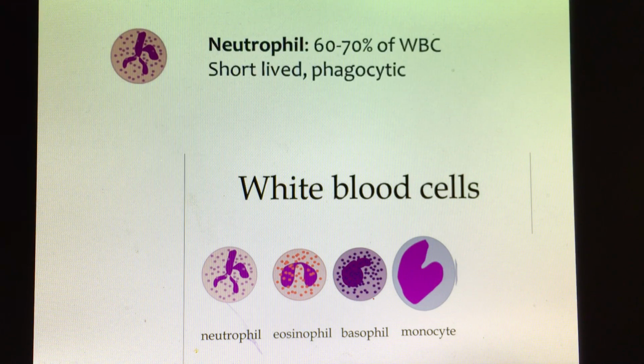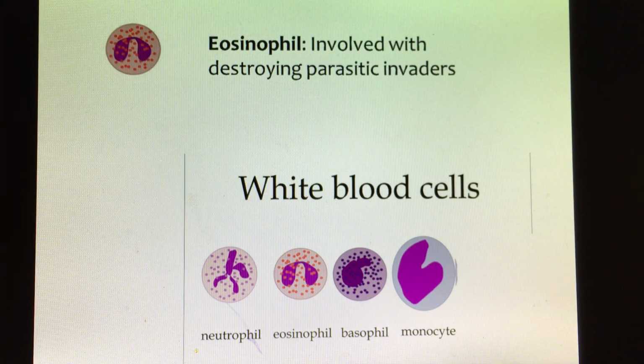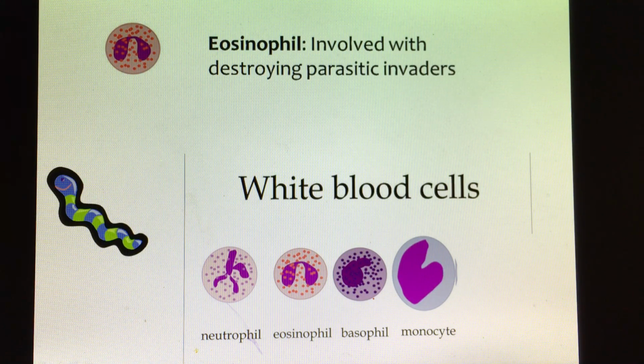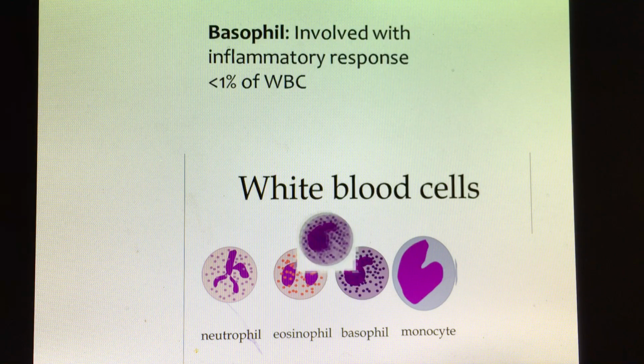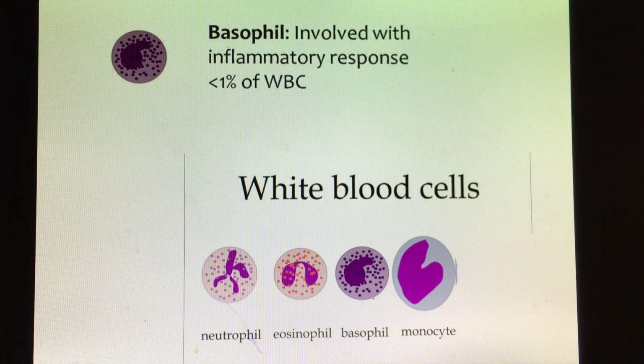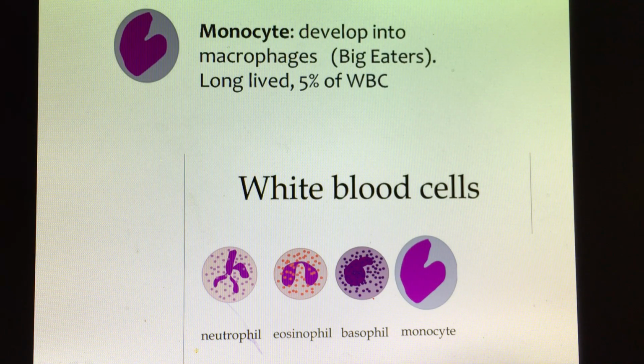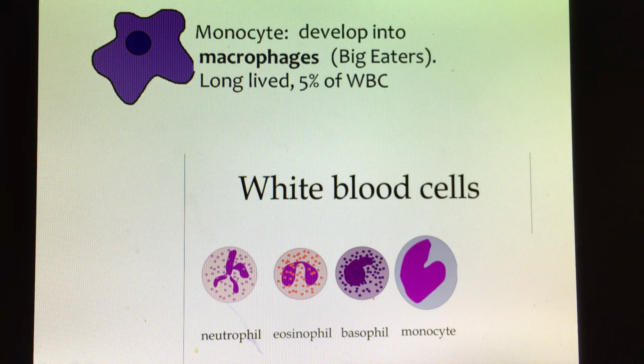Neutrophils make up about 60 to 70% of our white blood cells. They're short-lived and phagocytic. We have eosinophils that are involved with destroying parasitic invaders. What they do is they get real close to a parasitic invader, such as a worm, release some proteins that will perforate holes in the body of the parasite, resulting in the parasite's death. We have basophil cells, which are somehow involved in the inflammatory response, similar to mast cells. And then we have monocytes. And our monocytes are what are going to develop into macrophages, which are our big eaters.